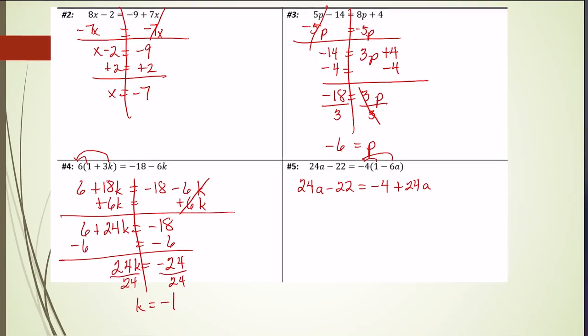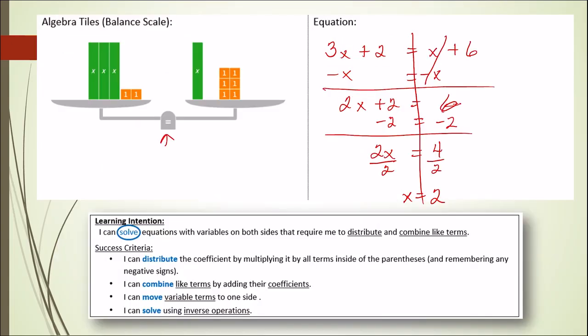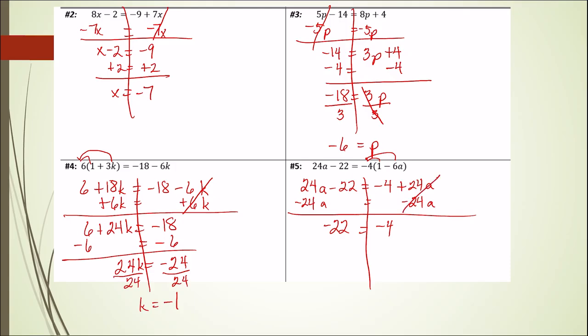All right, so now we're going to move the 24a, doing the same on both sides, and we get -22 equals -4. Wait a minute. -22 is not equal to -4. Oh, that's something new. Let's look at our next page.